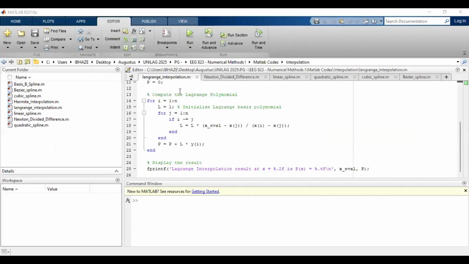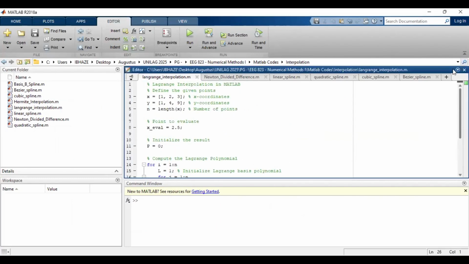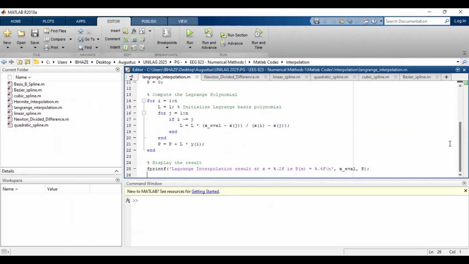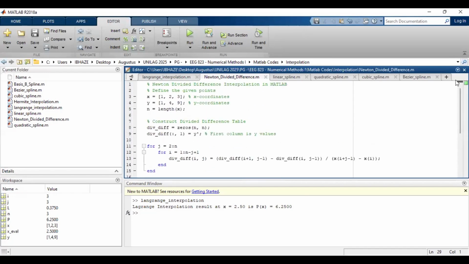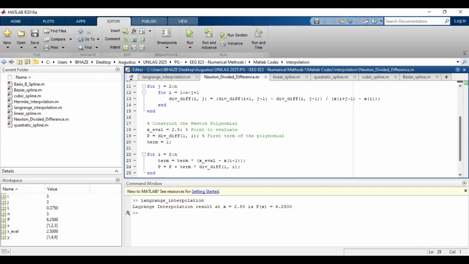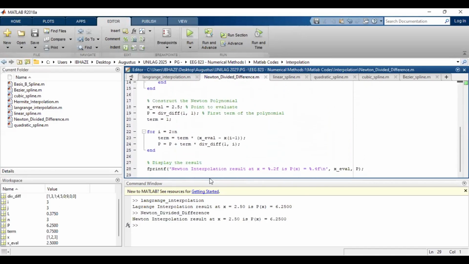Okay. Now, this is the MATLAB code for the Lagrange polynomial. So, more like what we already said. So, if I should plot this, let's run. So, that's what we get, exactly what we got for our numerical analysis. And for the Newton divided difference, we also have the same. And that is what we got here too, which is consistent.